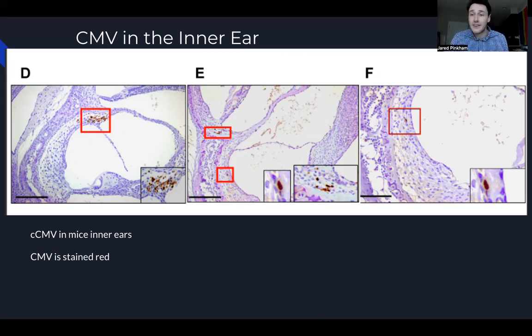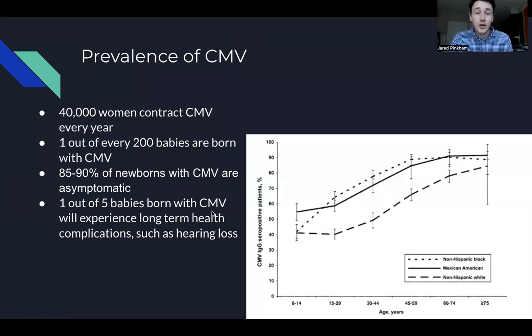which is why it affects hearing and is considered a sensorineural hearing loss. So prevalence of CMV, how many people have this? Is this actually important? So 40,000 women contract CMV annually, not a huge number, especially compared to other herpes families, but still not great.